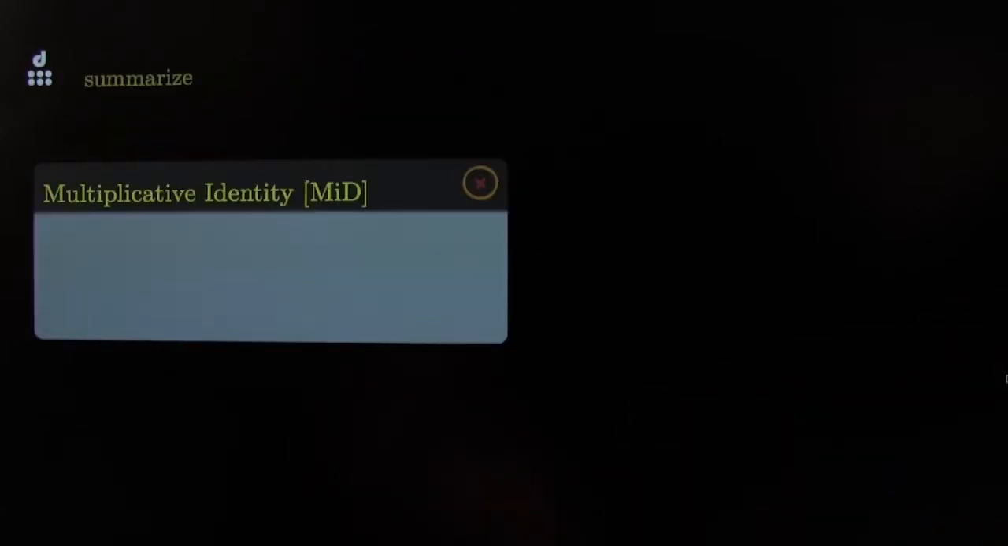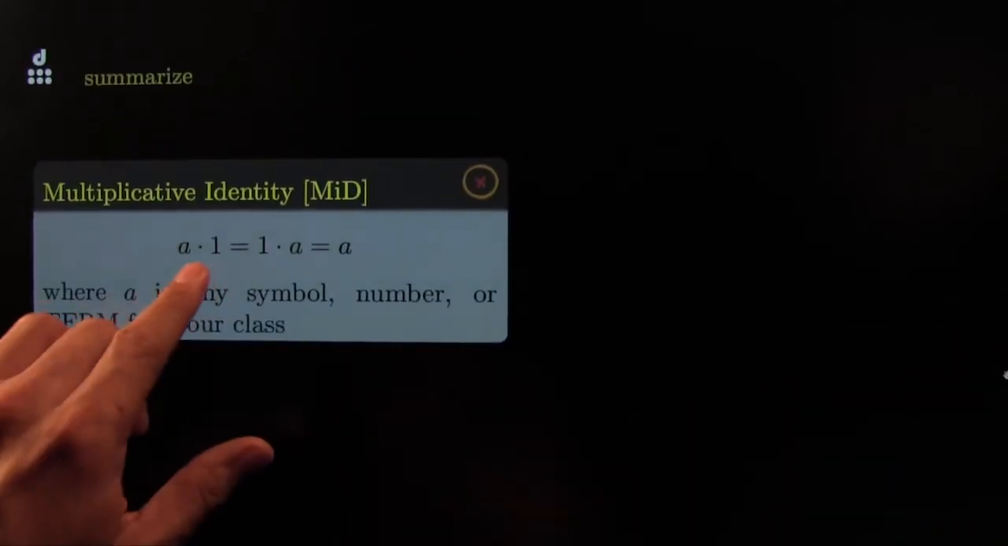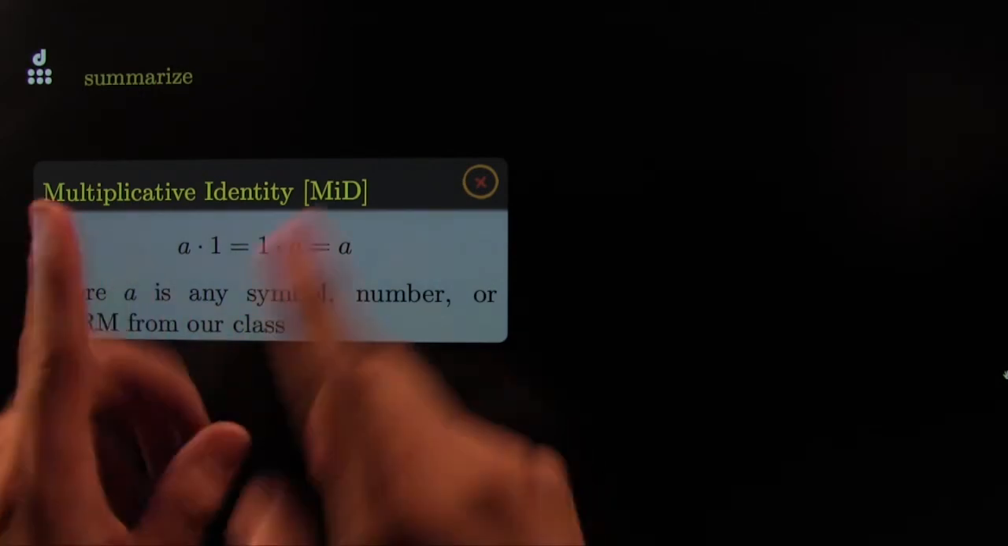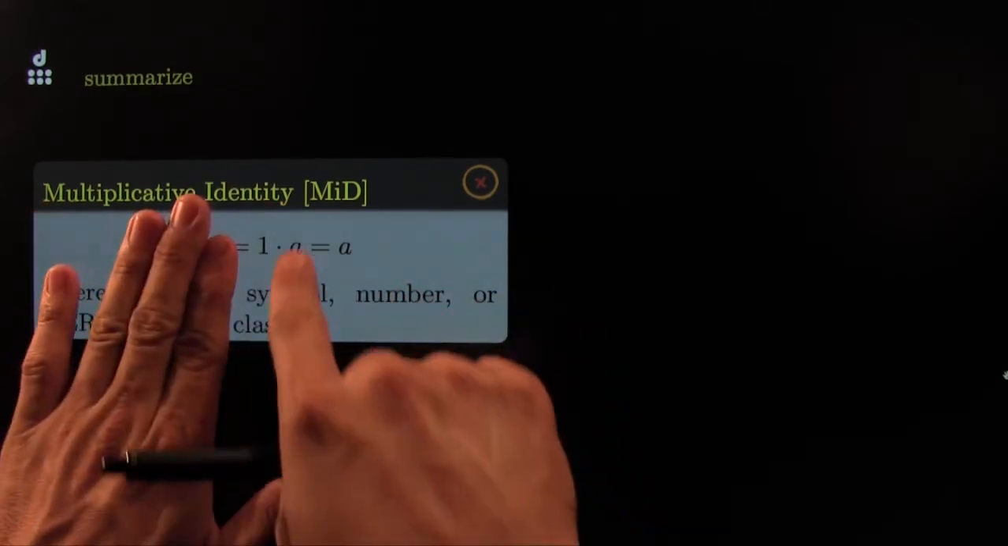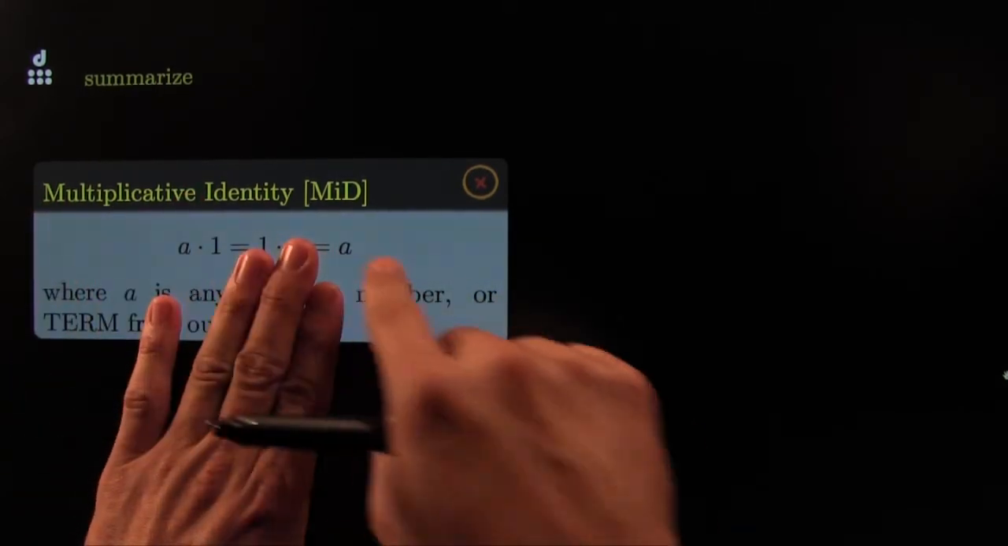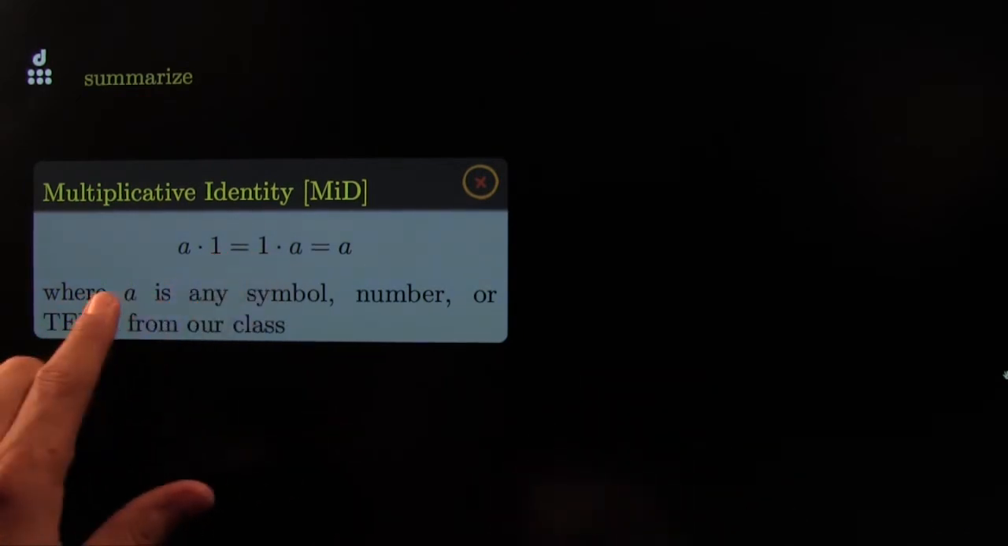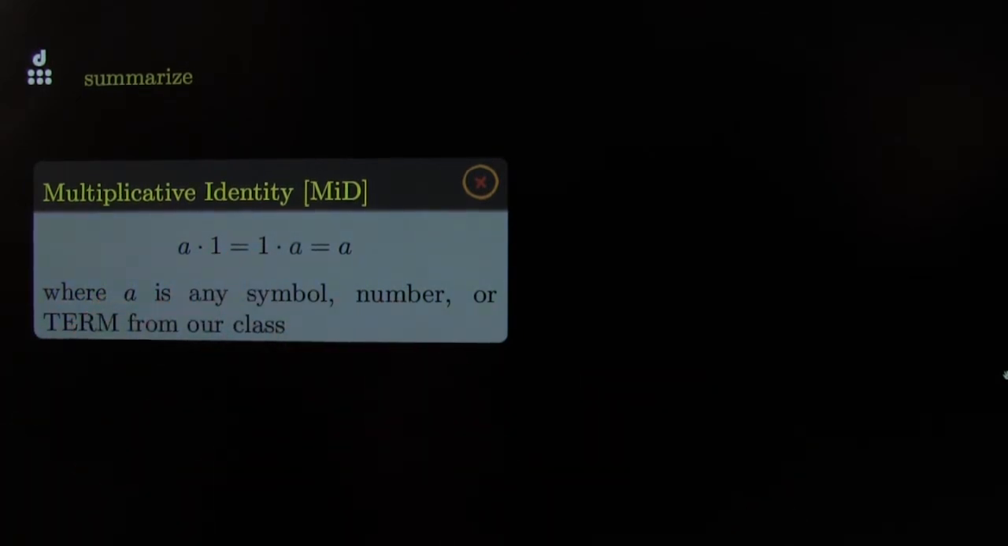Alright, let's summarize that. Multiplicative identity. 1 times anything is the same thing. 1 times a is a. a times 1 is a. Nothing happens when you multiply by 1. a could be any symbol.